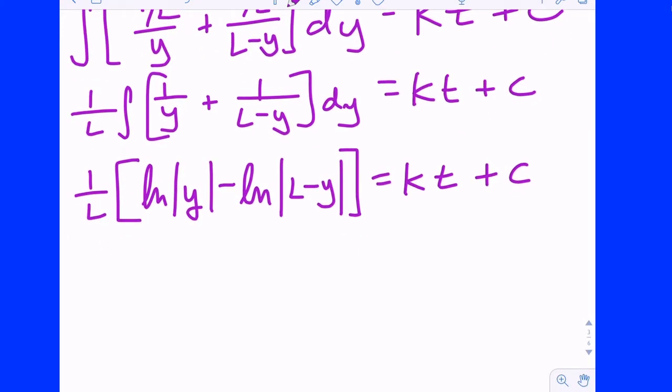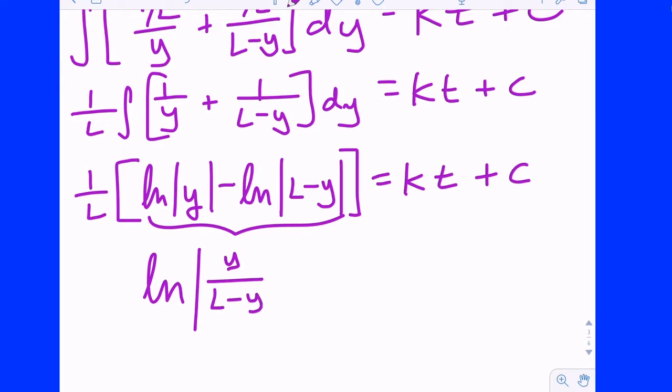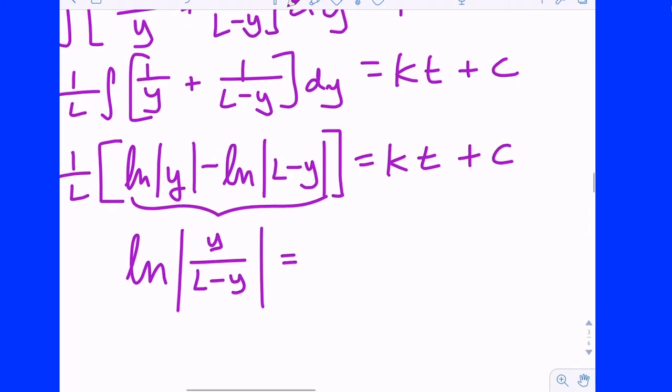What can we do first? Multiply both sides by L. Now, while I do that, so I don't have to do too much writing, I'm going to condense that. You see we can condense that like we just did previously? That's going to be the natural log of the absolute value of y over L minus y. And if I multiply both sides by L, I get LKT plus what's L times C? C.